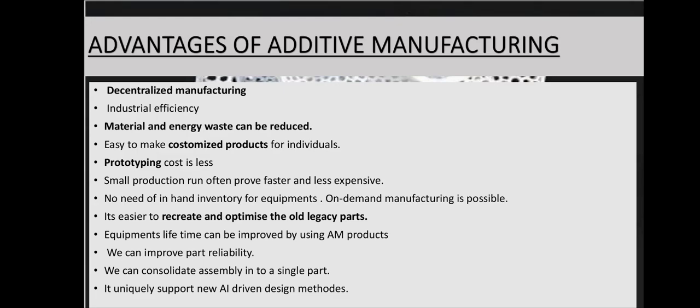Prototyping cost is less. Even when we are producing a single specimen or single product, it is economical and fast, because when we are doing mass production, we need to make a mold first and then produce the product. When we are doing a small production, the cost of making the mold is really high. So for a small run, this process becomes economical and faster.